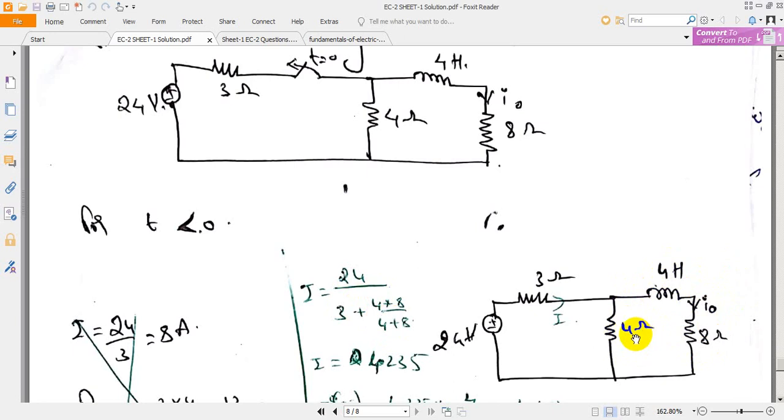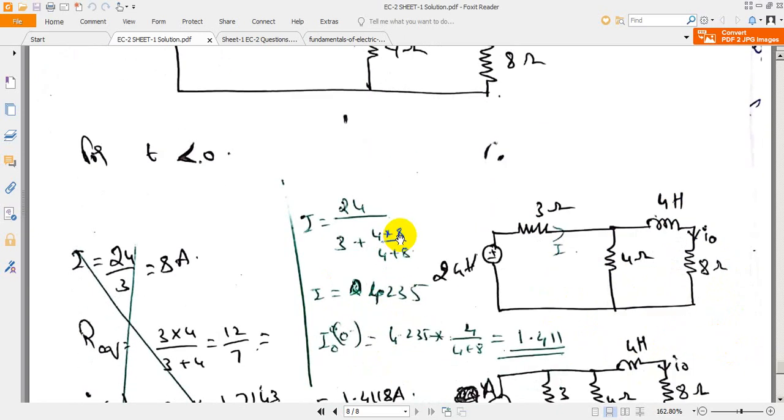8 is parallel to 4, so 3 plus the parallel combination of 4 and 8, you will get 3 plus 4 into 8 by 4 plus 8, so I is equal to 4.235. Then I naught, calculate this current by the current division method. We want this current, so I naught is equal to the total current entering, into the resistance which is in the opposite branch, 4 ohms, divided by the total resistance 4 plus 8. This will be your current I naught.